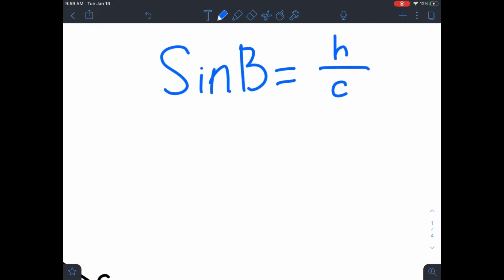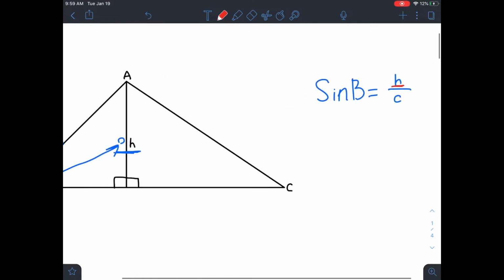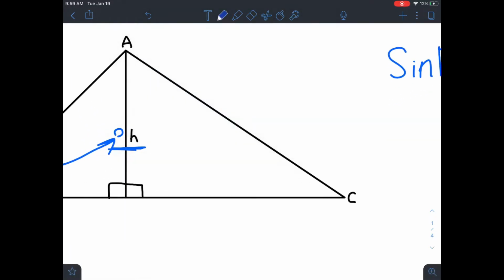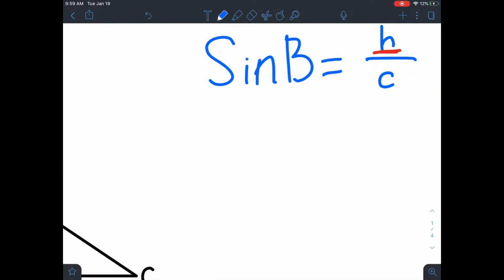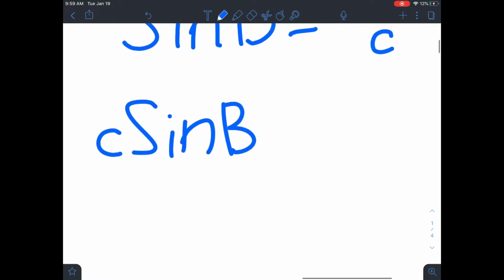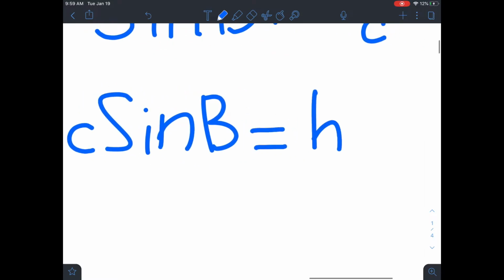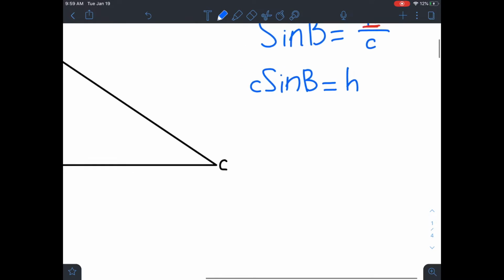And now we want to get this H that I was just talking about alone, because it's not originally part of the triangle. An easy way of doing that is just to multiply out C. If you multiply out C, the C comes over to here, and then B, and I can finally finish the formula right now, and I get C times sine B equals H. But we're not done yet. We've got to keep going.